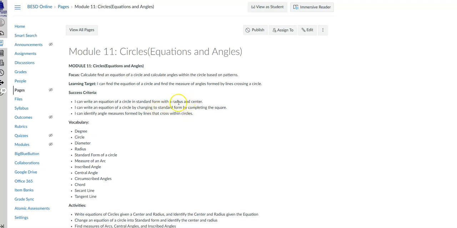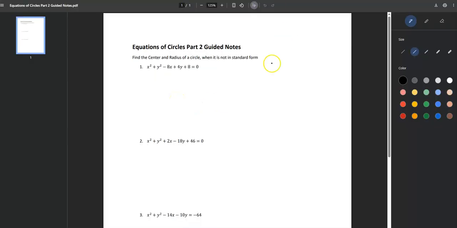This is going to be in a general form rather than a standard form. Again, our goal is to find the center and radius, or find the equation of that circle and put it in standard form, because remember, we want it in x minus h squared plus y minus k squared, and then that equals my radius squared.